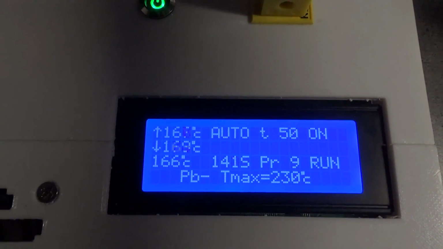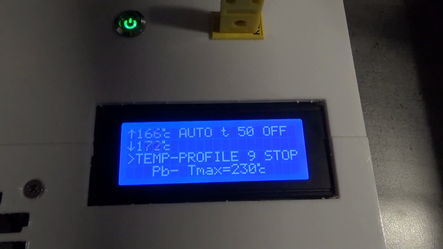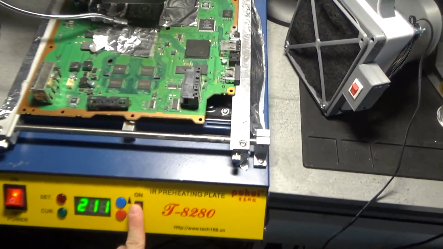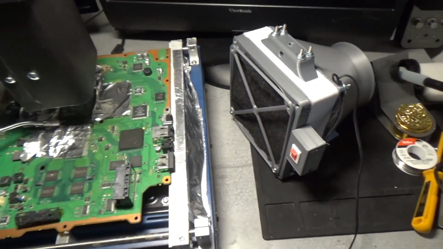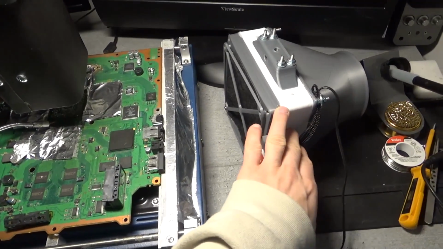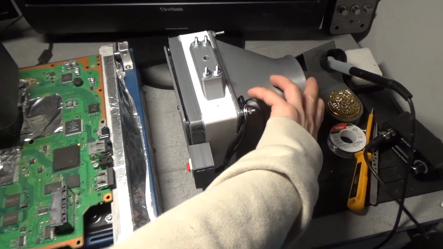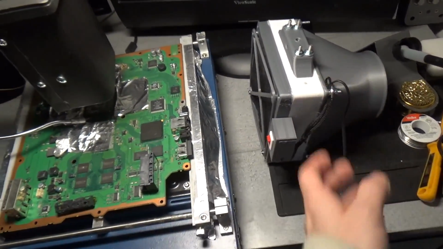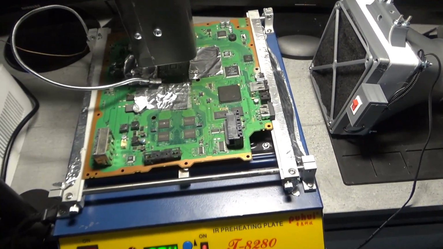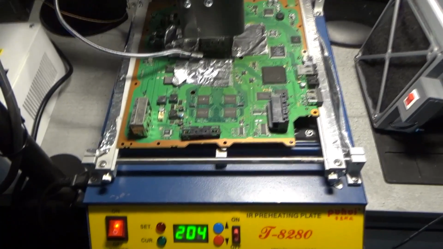Okay, so I'm not gonna run the profile all the way because it's gonna give out a lot of toxic fumes, and I still don't have the fume extractor. This is also just a prototype. I was planning to attach the flexible ducting in the back so that it could take out all the smell out the window or something, but this is how it would normally work.